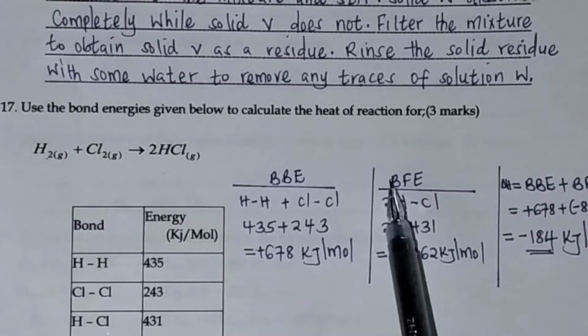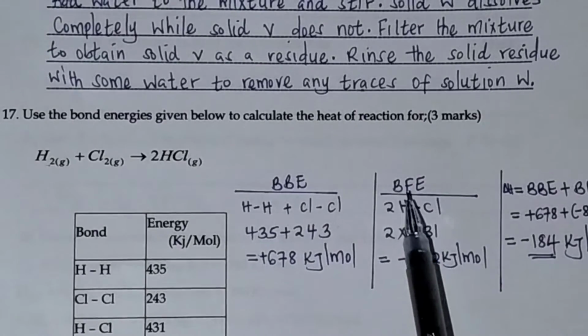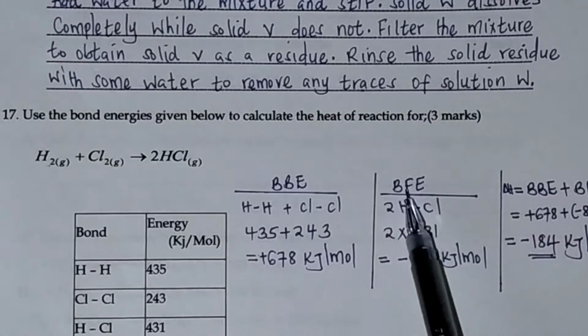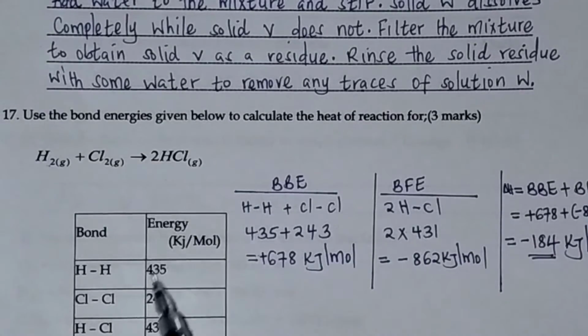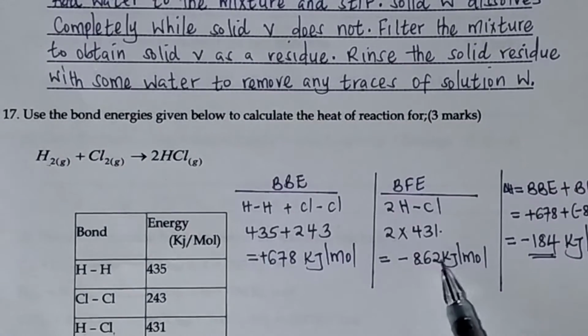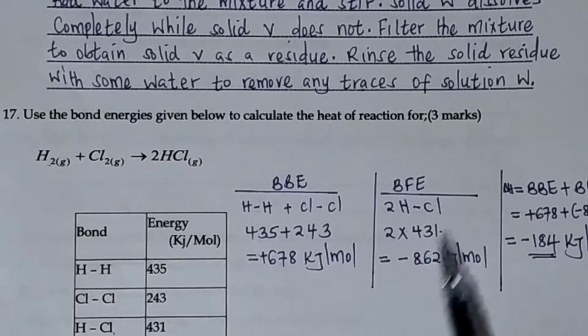So we go to bond formation energies. This one occurs on the product side. Here we have hydrogen chloride gas. So we have 2 hydrogen to chlorine bonds. So 2 times the bond energy for hydrogen to chlorine, which is 431. We multiply, we are going to get 862 kilojoules per mole. Bond formation is an exothermic process, so we are going to have a negative sign.